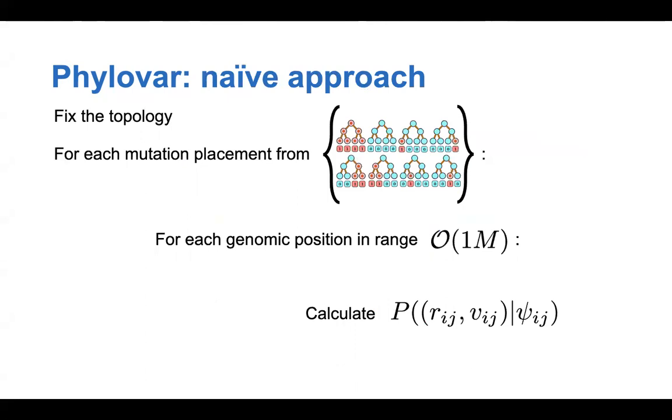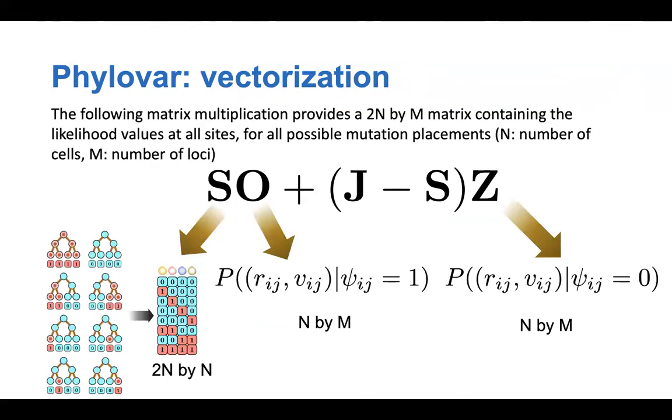The naive approach to find the best mutation placement for all the sites is by two for loops, one over the mutation placements and the inner loop over all the sites. This approach was really time-consuming. So we decided to improve the runtime of this step by formulating it as a matrix multiplication. We can show that the following matrix multiplication produces a matrix that contains the likelihood values for all the sites and all the mutation placements for a fixed topology.